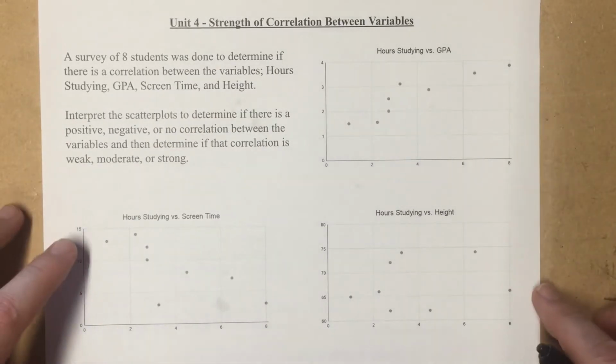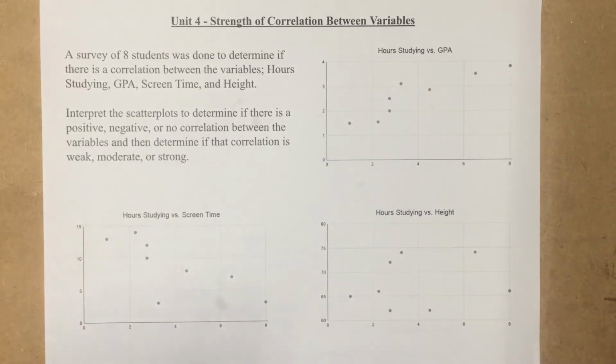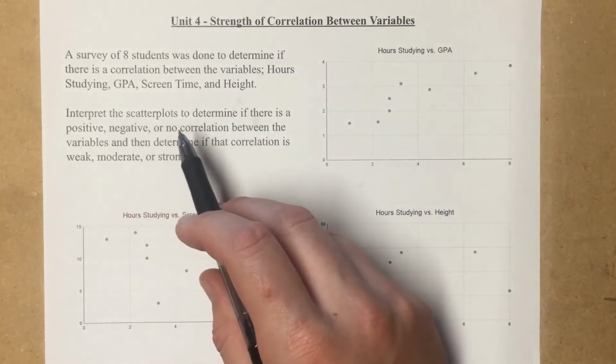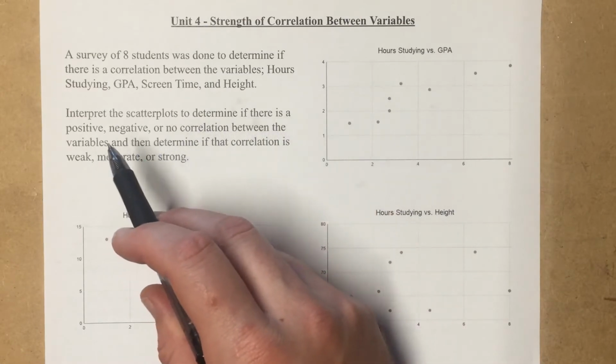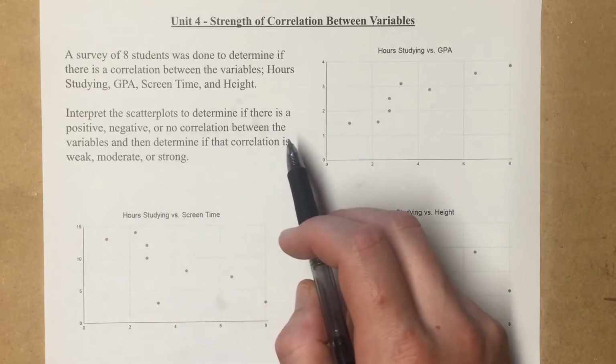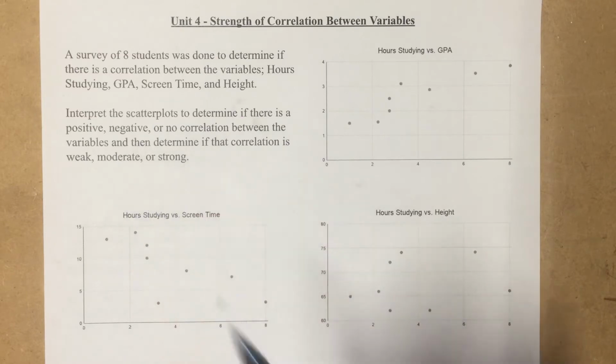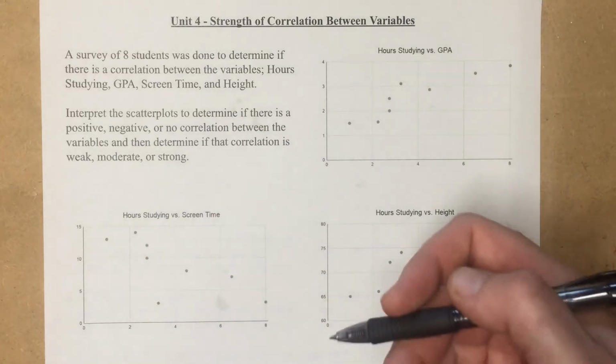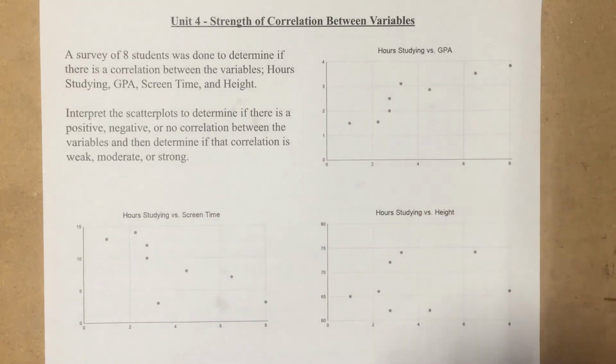In this problem, we took a look at a survey of 8 students. This was done to determine if there is a correlation between the variables hours studying, GPA, screen time, and height. We're going to interpret the scatter plots to determine if there is a positive, negative, or no correlation between the variables, and then determine if that correlation is weak, moderate, or strong.